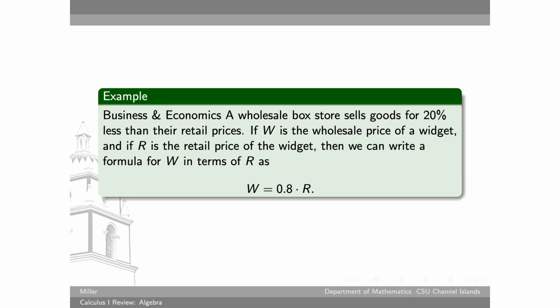Here's an example from business and economics. A wholesale box store sells goods for 20% less than their retail prices. If W is the wholesale price of a widget, and if R is the retail price of the widget, then we can write a formula for W in terms of R as W equals 0.8 times R.